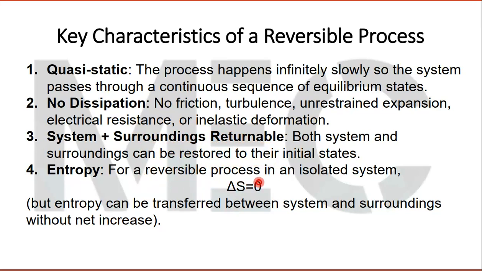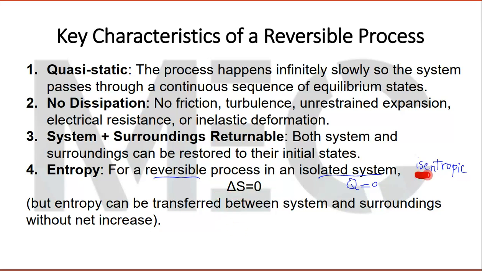Entropy for a reversible process in an isolated system is 0, which means entropy remains constant. Delta S is 0. So for an isolated system, we know that Q is 0, there is no heat exchange, and when we have a reversible process with no heat exchange, we can say that it is an isentropic process. An isentropic process is a process in which entropy is constant.